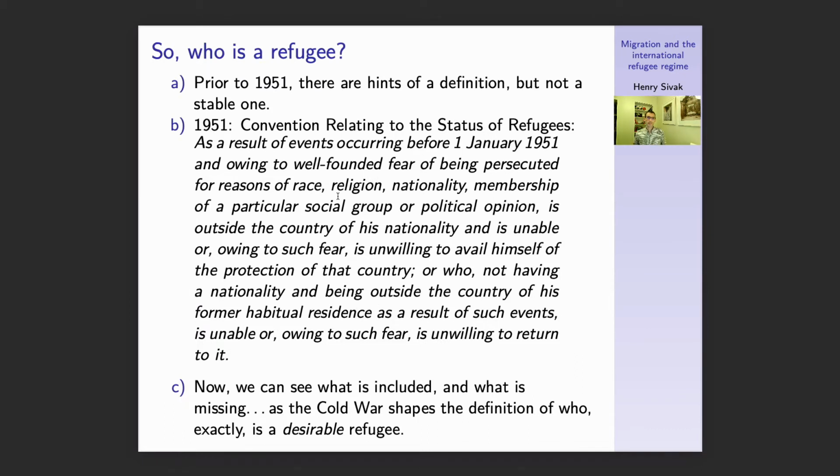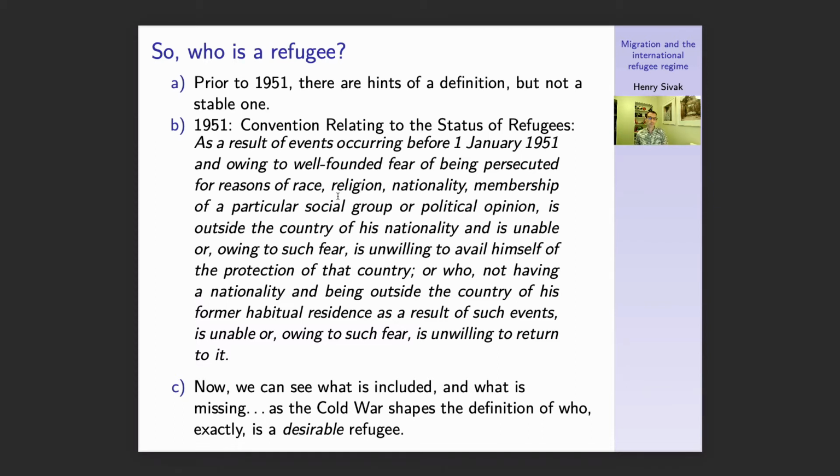So, quick definition. What is a refugee? Who is a refugee? Prior to 1951, in the international system, there are hints of a definition. I actually did my master's thesis partly on this, so I got to know the literature fairly well, but it's not terribly stable.